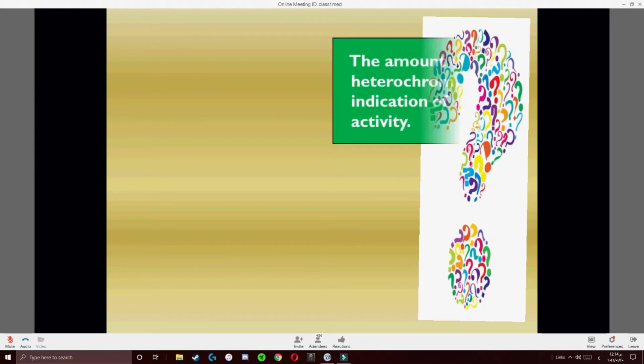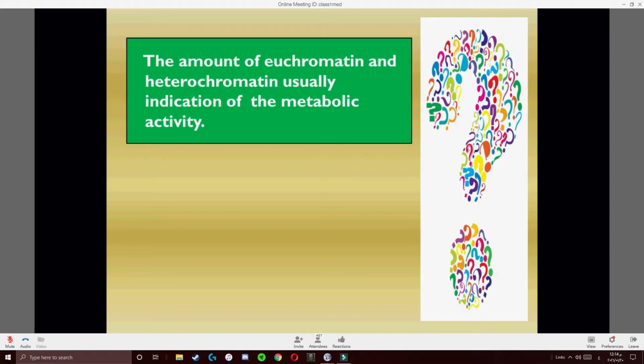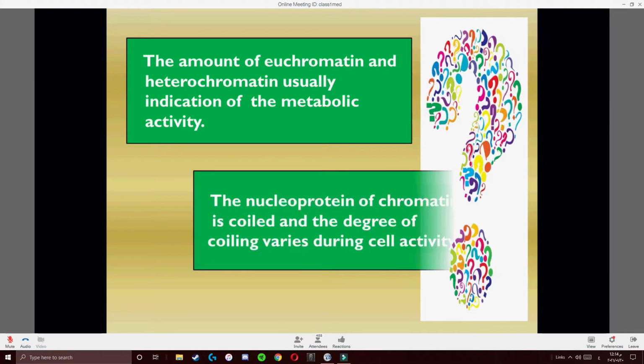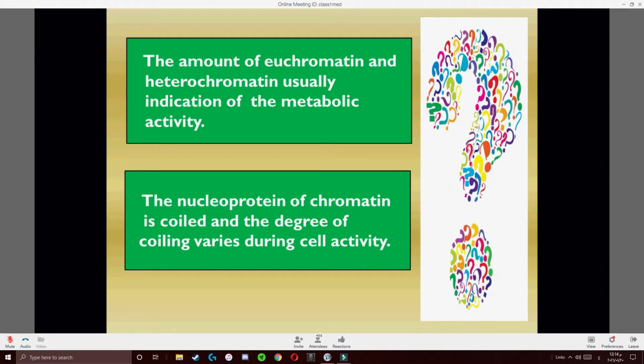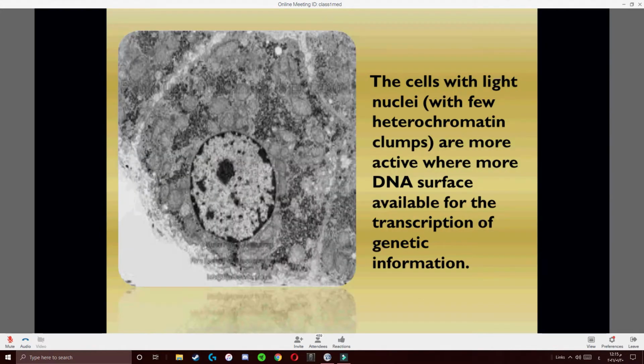The amount of euchromatin and heterochromatin is usually an indication of the metabolic activity of the cell. The nucleoprotein of chromatin is coiled, and the degree of coiling varies during cell activity. Cells with light nuclei have few heterochromatin clumps. So a light staining nucleus means less heterochromatin and more euchromatin.